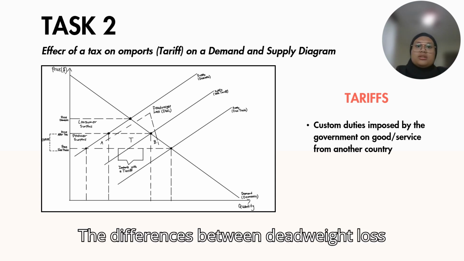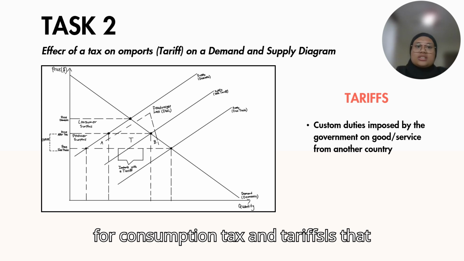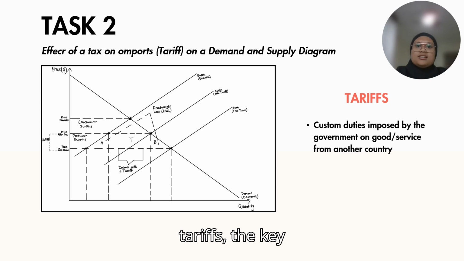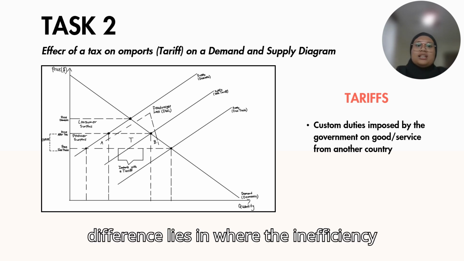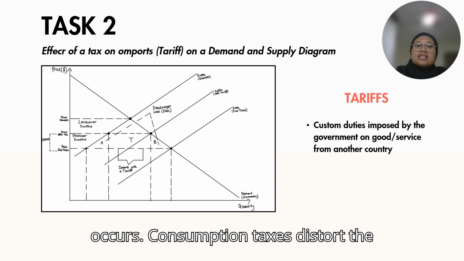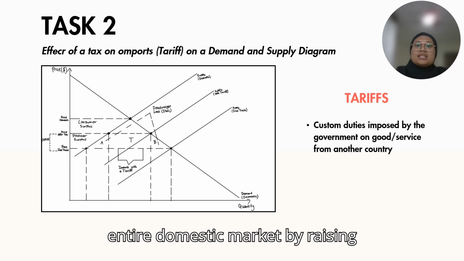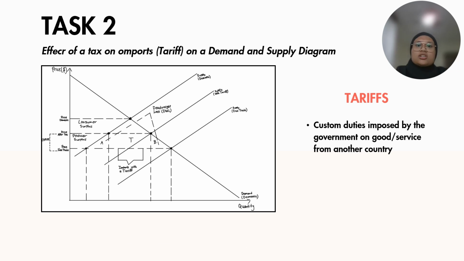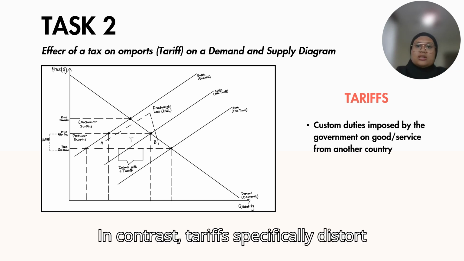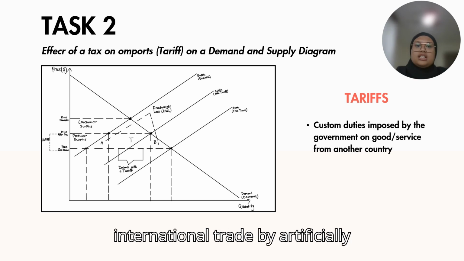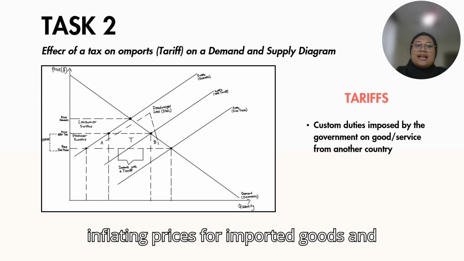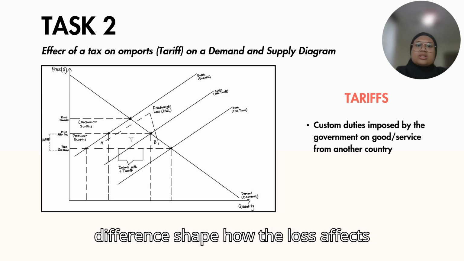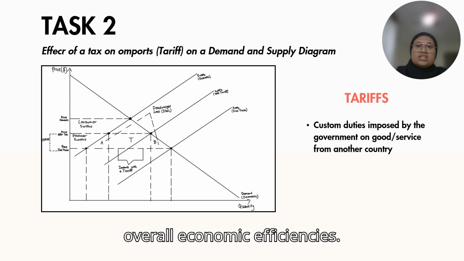Although both consumption taxes and tariffs create deadweight loss, the key difference lies in where the inefficiency occurs. Consumption taxes distort the entire domestic market by raising prices and reducing quantity sold. In contrast, tariffs specifically distort international trade by artificially inflating prices for imported goods and protecting domestic industries. This difference shapes how the loss affects overall economic efficiency.